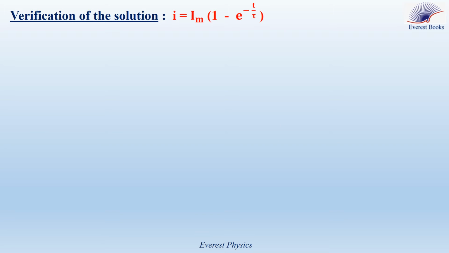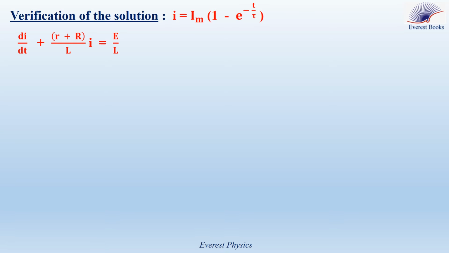Verification of the solution i equal Im times (1 minus e to the power minus t over tau) of the obtained differential equation, where Im equal E over R plus r and tau is equal to L over R plus r. To verify that i is a solution of this differential equation, we have two steps. First step, we differentiate i with respect to time, and the second step, we replace the expression of di by dt and i in the differential equation, and then we arrange the expression to prove that the left side of this differential equation is equal to E over L as that of the right side.